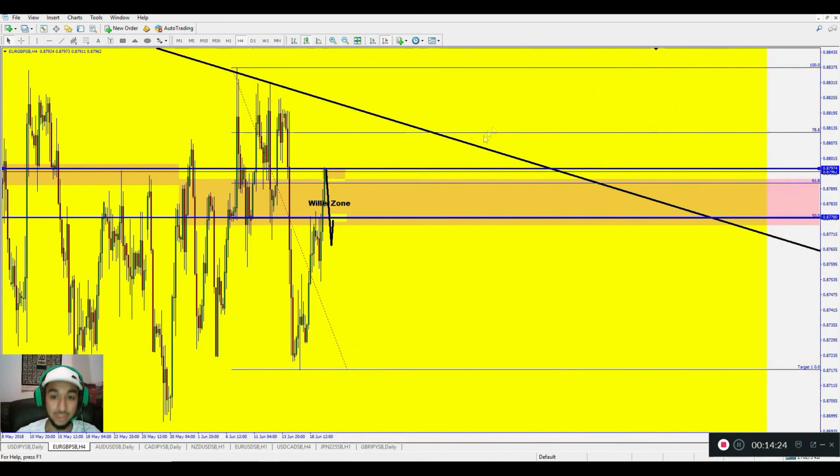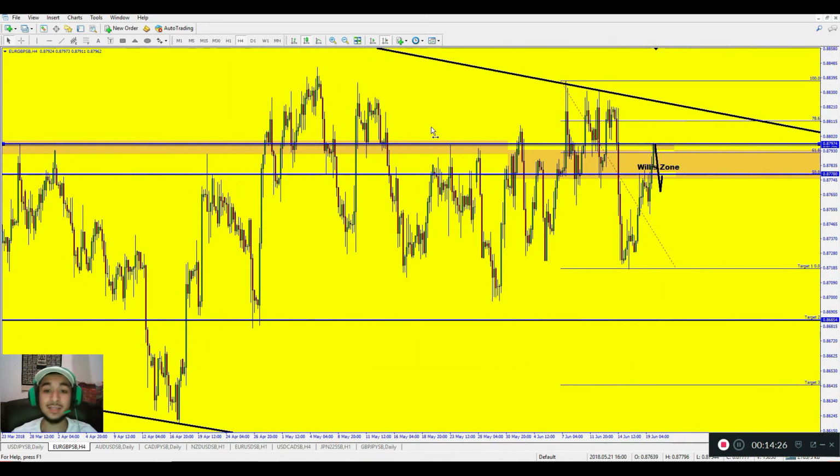Now that being said, guys, if you do take these trades, remember, manage risk, don't get greedy. Greediness is really what kills you when it comes to trading the foreign exchange market. Don't be greedy, guys. Trade your plan. It's literally just trade your plan.